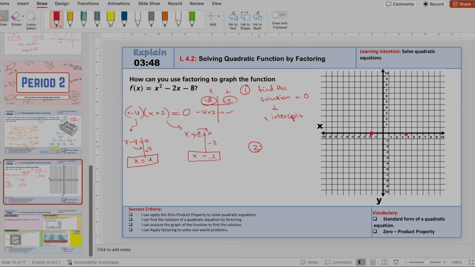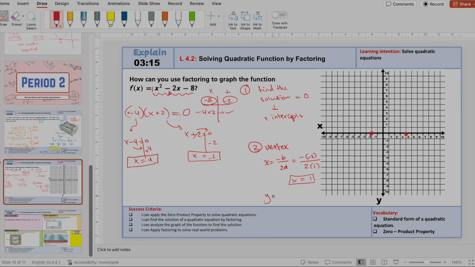Then graph the vertex. Where is the vertex? Now, you remember, for standard form, if you want to find your vertex, the x of the vertex is basically negative b over 2a. What's your b? It's negative 2. What's your a? It's 1. So it's going to be negative, your b is negative 2, over 2 times your a is 1. So basically this equals 1. This is the x of my vertex.